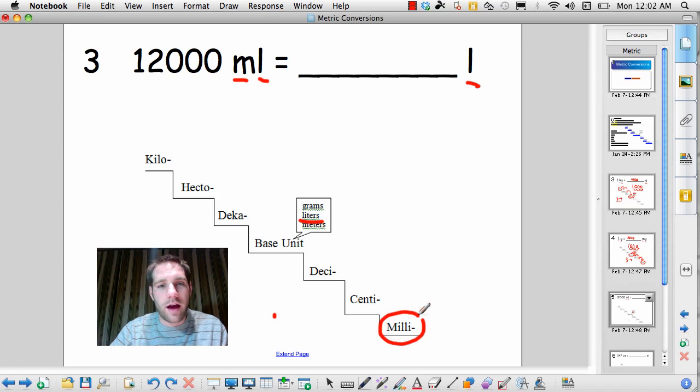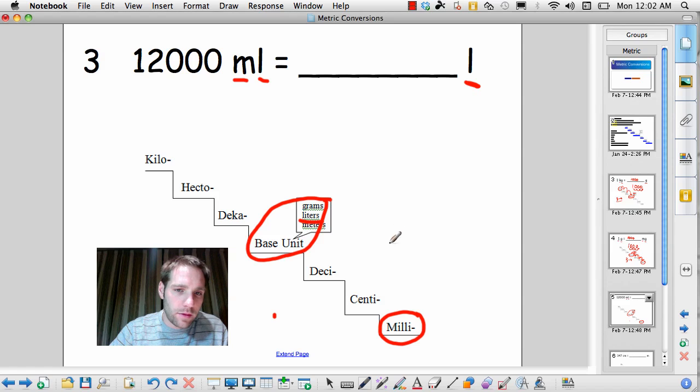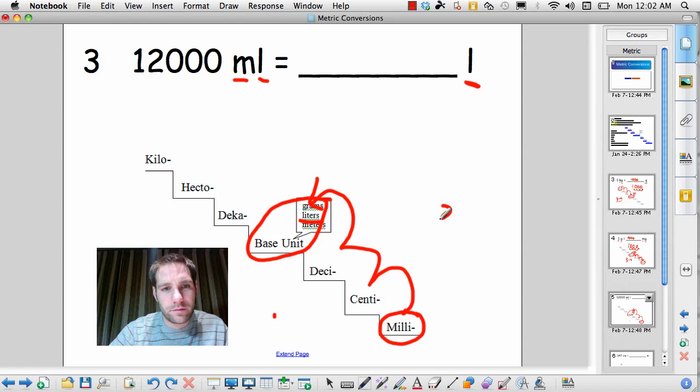Now in order to do this, I need to go from where I start to where I need to finish. So in this example, we're going 1, 2, 3, but this time we're moving to the left. So I'm going 3 steps, and this time I'm moving my decimal in the left direction. So let's take a look at the number that we started with, which was 12,000. There's no decimal in there, so I'm always assuming it's at the end. And I need to move this decimal 1, 2, 3 steps to my left.